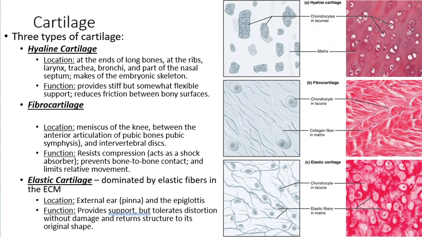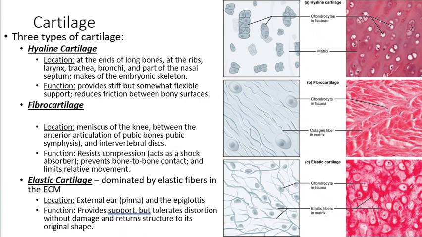Then you have fibrocartilage. It's found at your knee. It's also the anterior articulation point of the pubic bones, which is called the pubic symphysis. And it's in the intervertebral disc, so it's part of what's between your vertebrae.